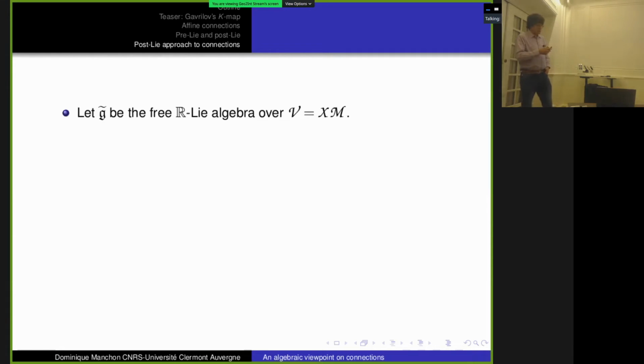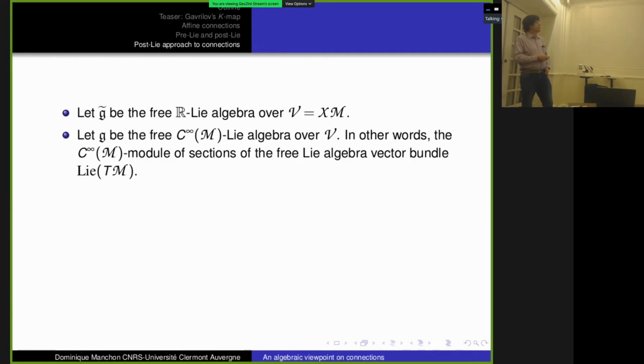So it goes like this. There's a price to pay. You introduce an intermediate object, G tilde. It is the free Lie algebra over the vector fields. And you have two versions, the free R Lie algebra and the free C infinity of M Lie algebra. Of course, the small g is a quotient of G tilde. And this small g is the C infinity of M module of sections of a very big vector bundle, which is the vector bundle made of free Lie algebras over the tangent space at any point.